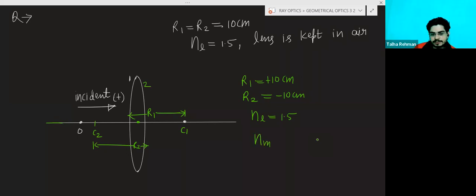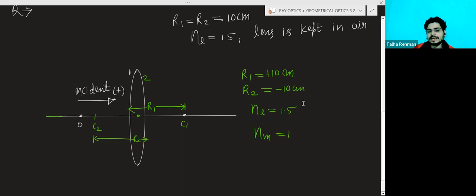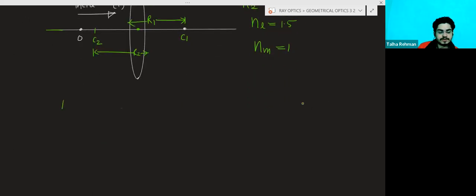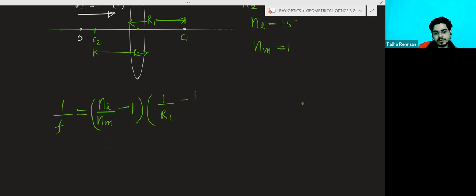Refractive index of the medium is equal to 1. Now apply the lens maker formula. The lens maker formula is 1 upon f is equal to (refractive index of the lens divided by refractive index of the medium minus 1) times (1 upon R1 minus 1 upon R2).